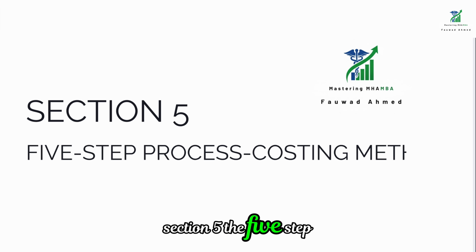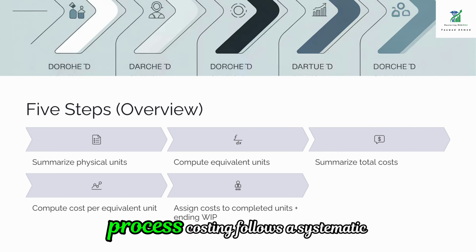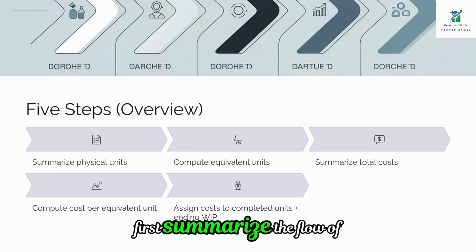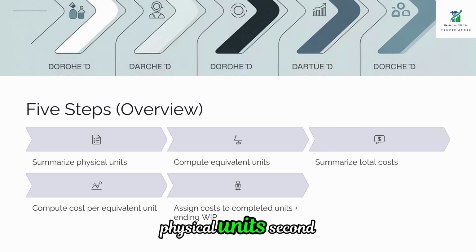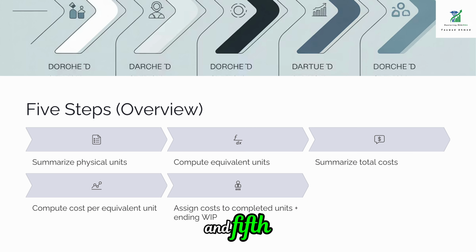Section 5, the five-step process costing method. The 5 steps overview. Process costing follows a systematic 5-step method. First, summarize the flow of physical units. Second, compute output in terms of equivalent units. Third, summarize the total cost to account for. Fourth, compute cost per equivalent unit. And fifth, assign total cost to units completed and to units in ending work in process.